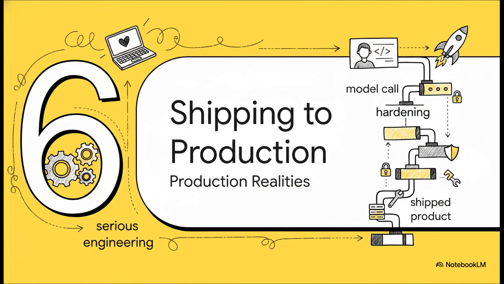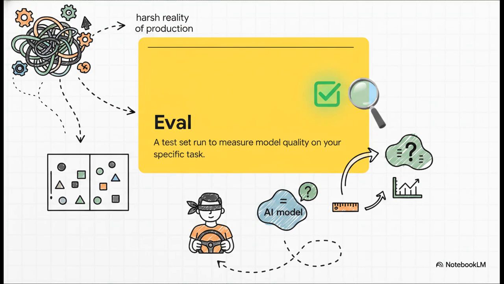Finally, Section 6, Shipping to Production Realities. Let's get practical. Look, taking these fun weekend vibe coding projects and actually hardening them into robust, enterprise-grade applications, that takes serious engineering. And the harsh reality of production starts with one word: evals. You absolutely, non-negotiably must have a test set to objectively measure if your model is actually good at your specific task. Without an eval suite, you are completely flying blind.